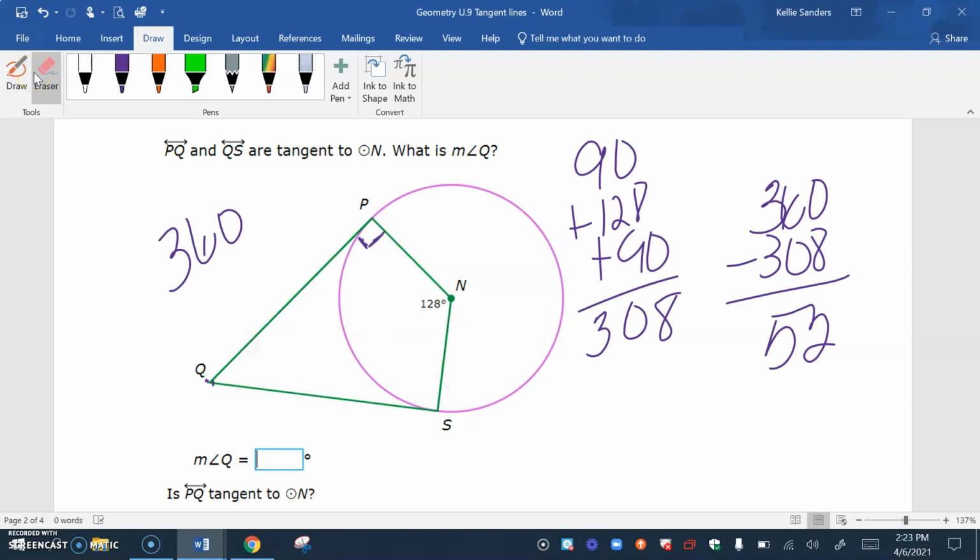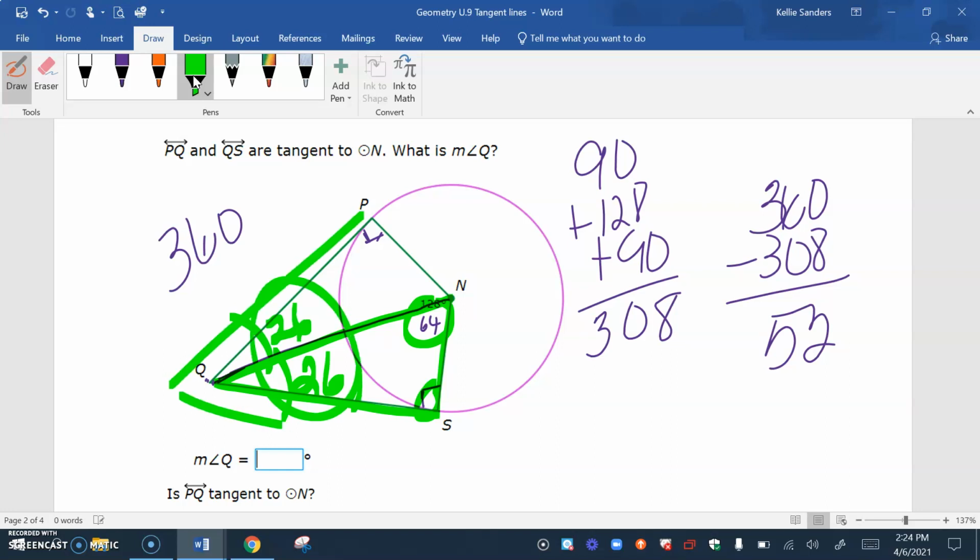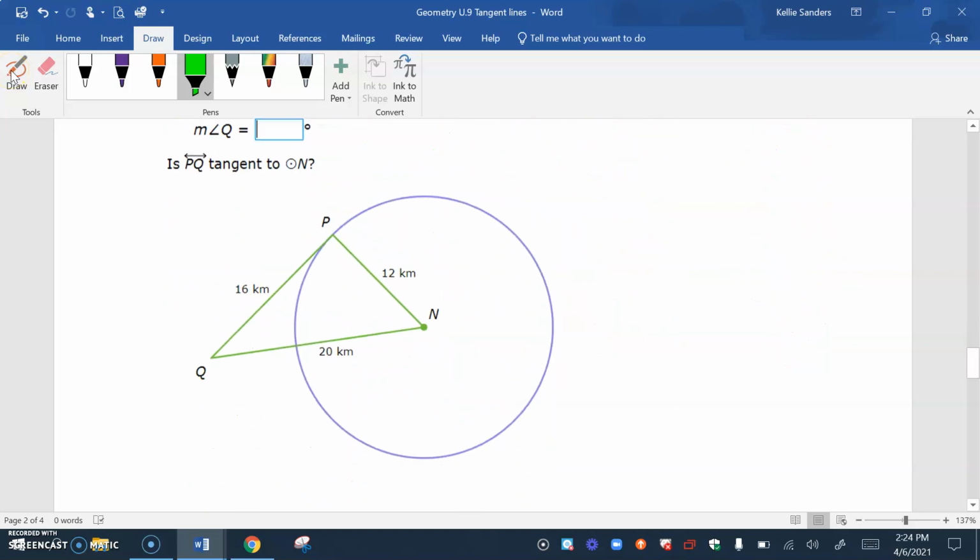Okay, so this is a right angle and this is a right angle. If I halved this, then this would be 64. And then I have something that you're more familiar with. So that would be 90 and that would be 64. And that would end up being 26 if I did the math. If that's 26, then that's 26. And then I would add them up to get the whole angle Q, which would be 52.